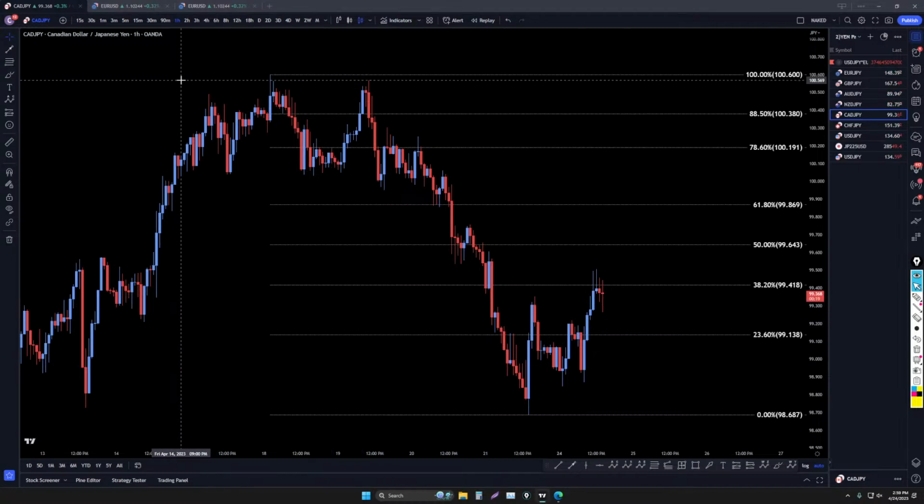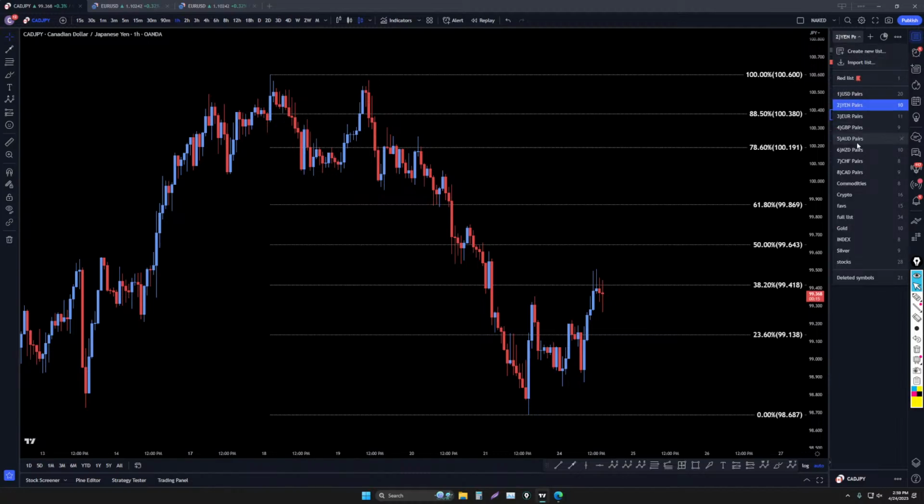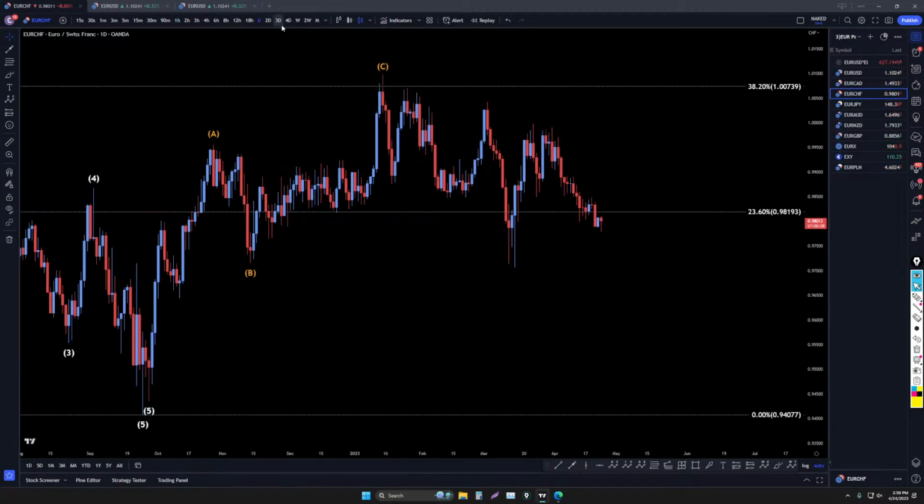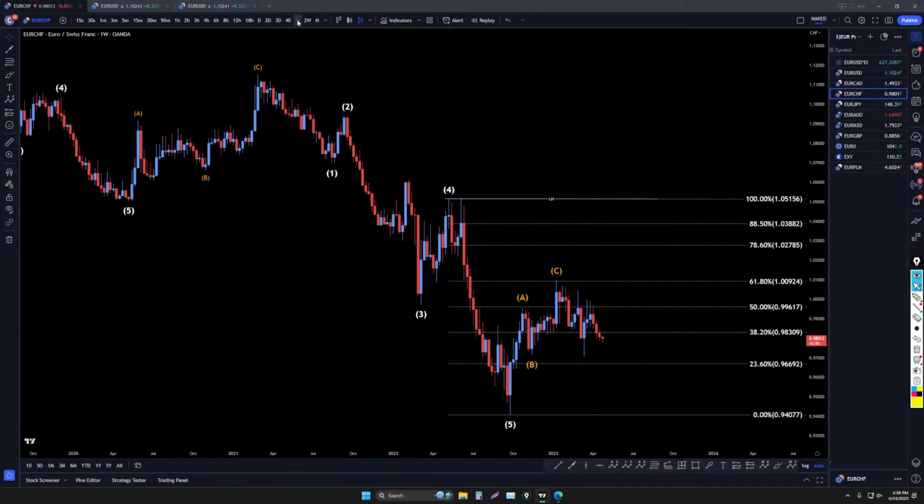So what do we got going on here? Let's see, we looked at the yen pairs. They're still going up pretty good. Let's go check out the Euro Swiss, see if there's any new information on this one. It's still kind of drifting down.